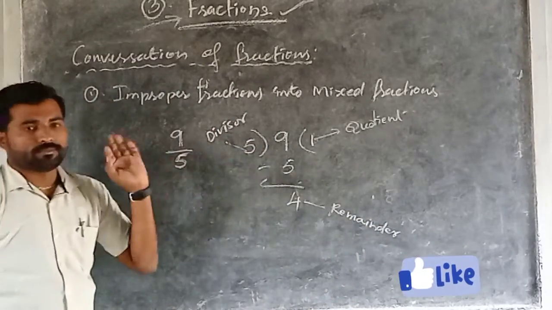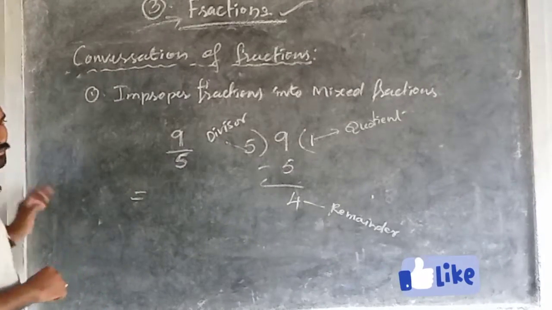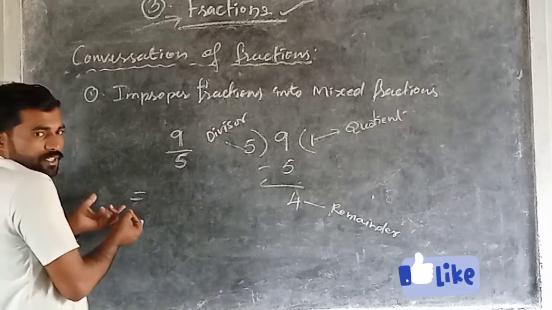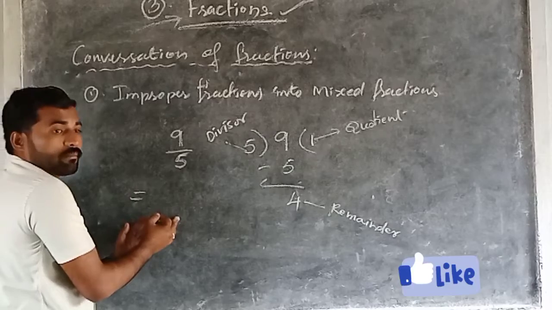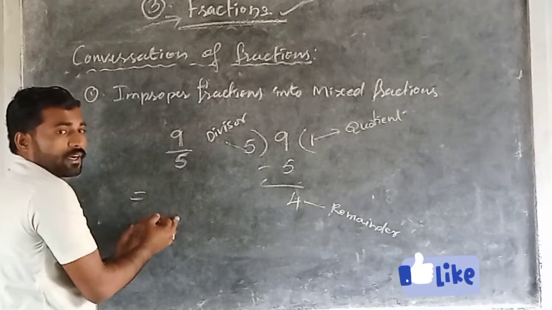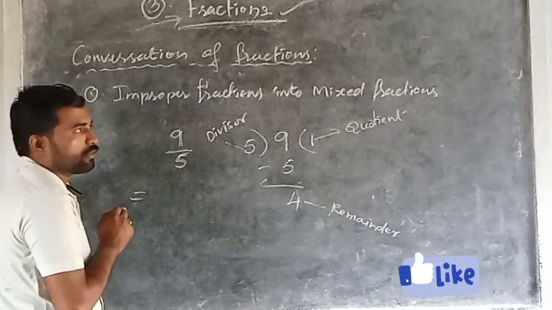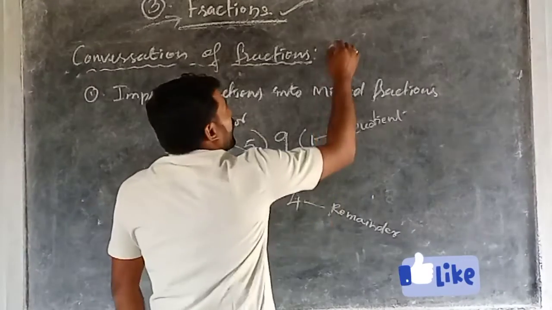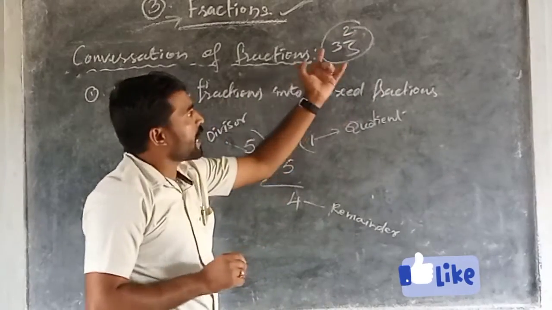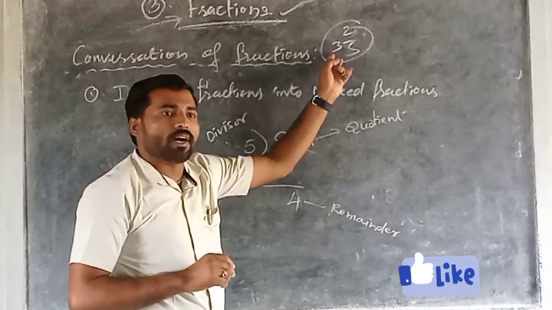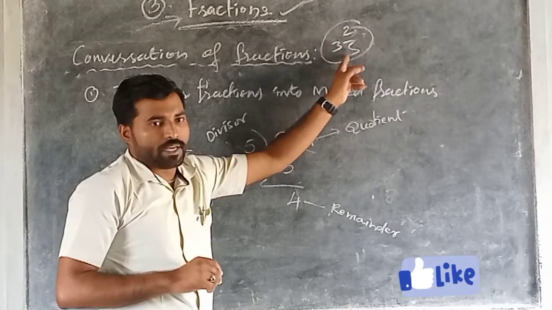You need these three. So how to write it as a mixed fraction? Look here, I am writing it down as a mixed fraction. The quotient is written as the whole number. A mixed fraction has a whole number part. Yes or no? Yes, sir. It has a whole number and a proper fraction. This is called a mixed fraction.